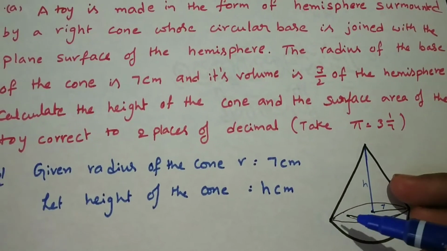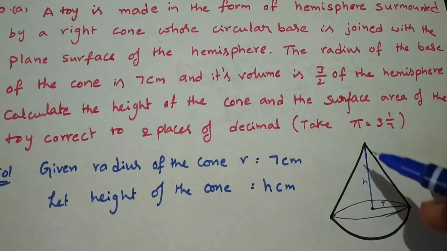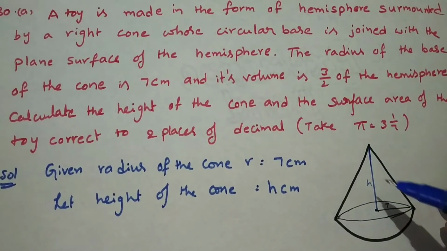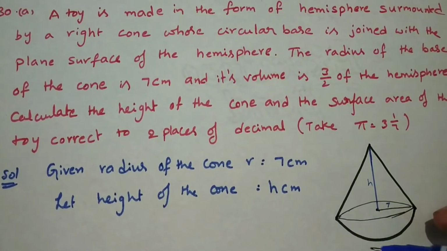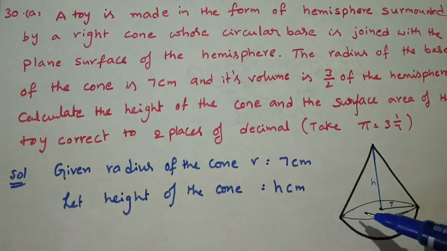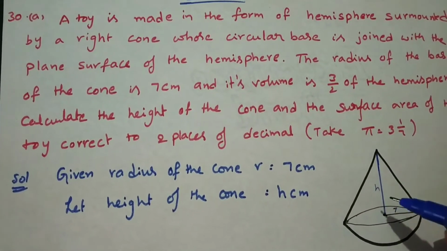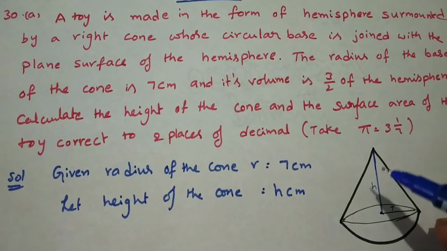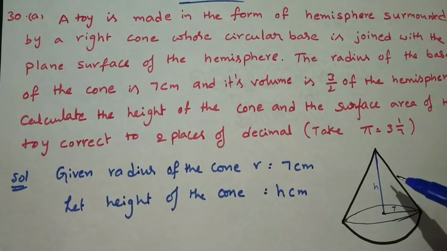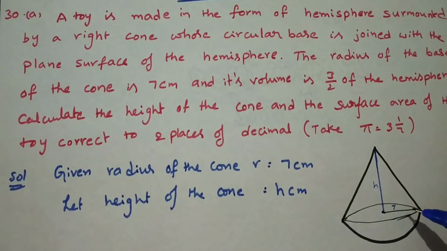That means it is surmounted in the form of a cone. At the top it will be a cone like this, and at the bottom it is a hemisphere, and the base is joined with the plane surface of the hemisphere. So the base is the hemisphere base. And here they have given that the radius of the cone r is equal to 7. This is the height of the cone, and this is the slant height. This is the hemisphere. For the hemisphere also, the radius is 7 centimeters.